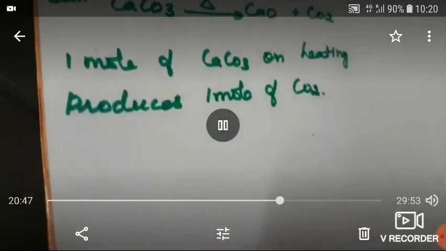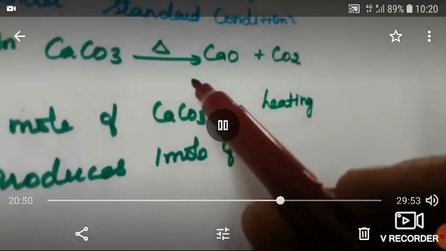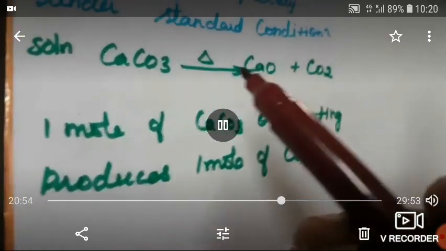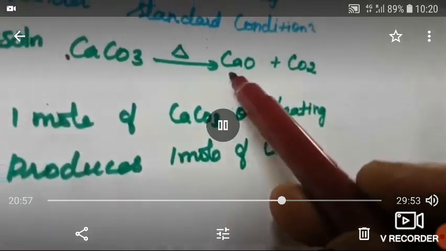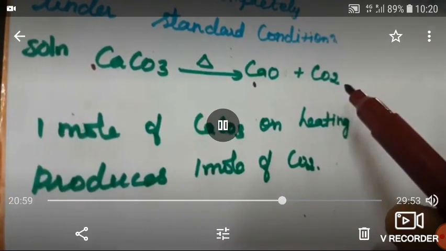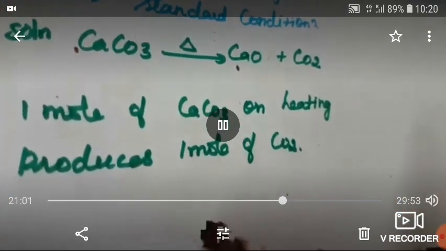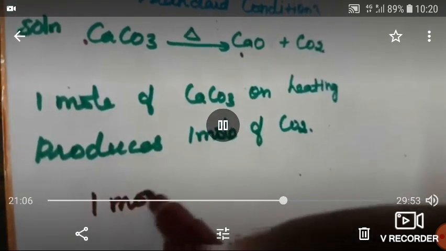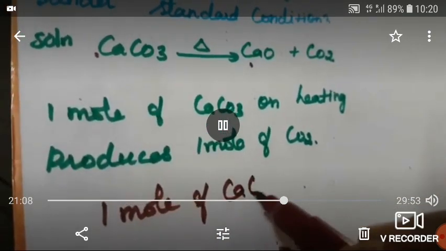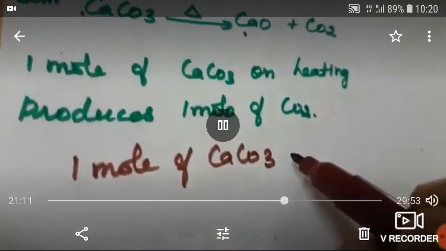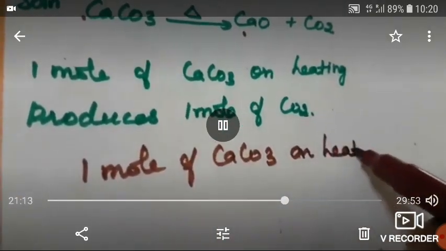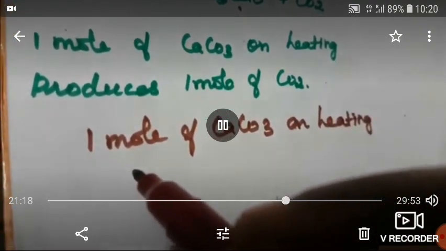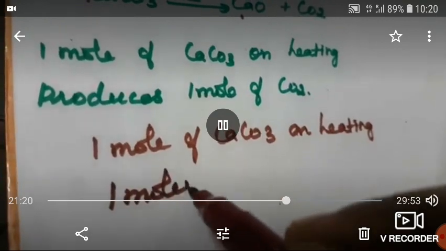Next question is, calcium carbonate is produced, how much amount on complete heating? Calcium carbonate gives calcium oxide and carbon dioxide. This is the balanced stoichiometric equation. So 1 mole of calcium carbonate on heating produces 1 mole of calcium oxide and 1 mole of carbon dioxide.